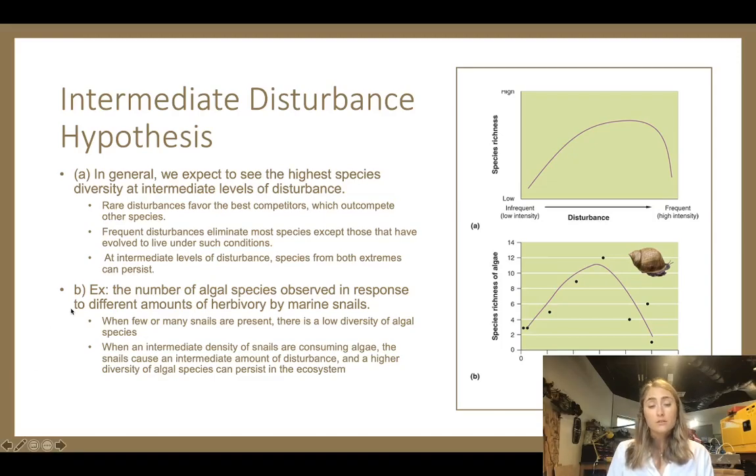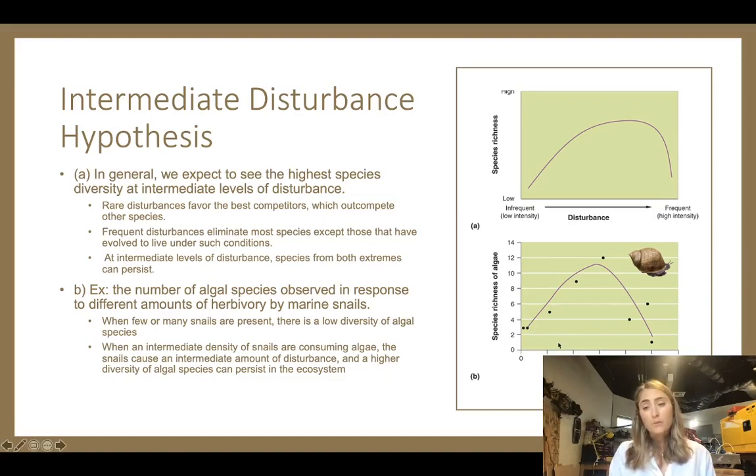If we have a really frequent disturbance, it's going to, again, eliminate all the species except for those that are evolved to survive whatever this high-intensity disturbance is. So you're just basically going to get a handful of really hardy species that can handle constant disturbance. And then if you have an intermediate disturbance, you get species from both extremes that can persist. So the ones that are fine in the low intensity and the ones that are fine in the high intensity, you get a little bit of both able to survive in a moderate amount of disturbance, which is why you get the highest amount of species diversity in that time.